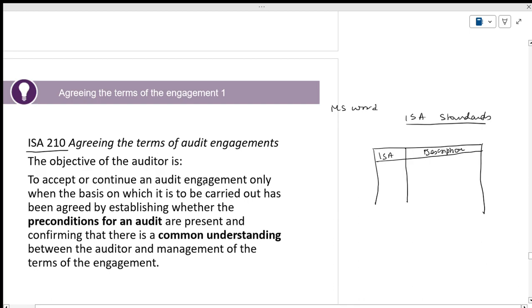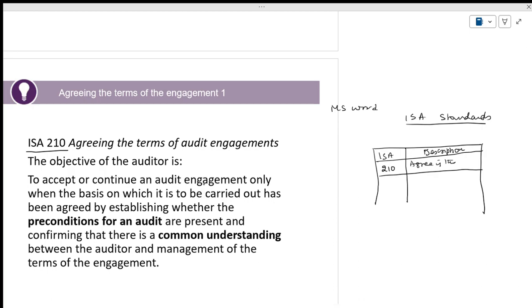At the end, I will go through the things, but slowly and steadily I will show you the shortcuts also. You type ISA 210, and in the same row you write that ISA 210 talks about agreeing the terms of audit engagements.